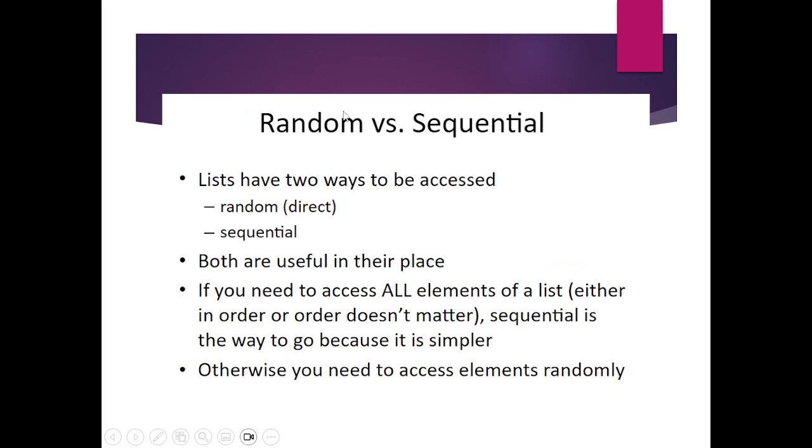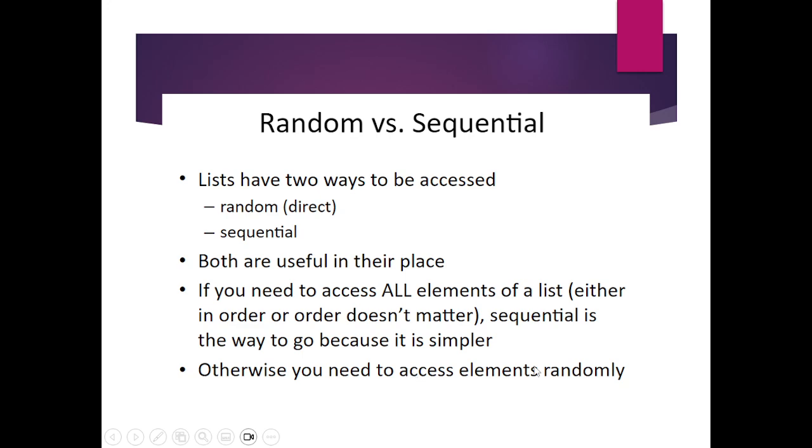Next slide, we have random versus sequential. Lists have two ways to be accessed. We have the random or direct, then we have the sequential. Both are useful in their place. If you need to access all elements of a list, either in order or where order doesn't matter, sequential is the way to go because it is the simplest way and the most used.